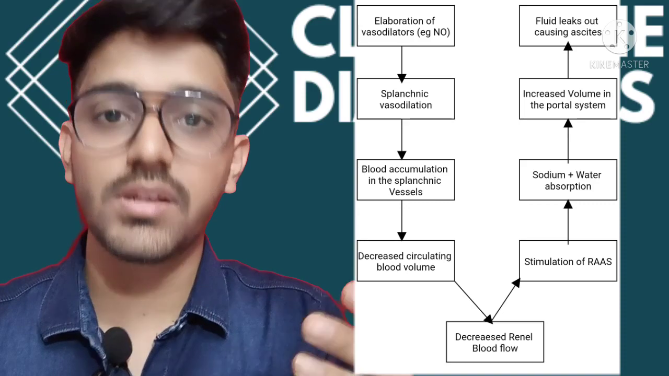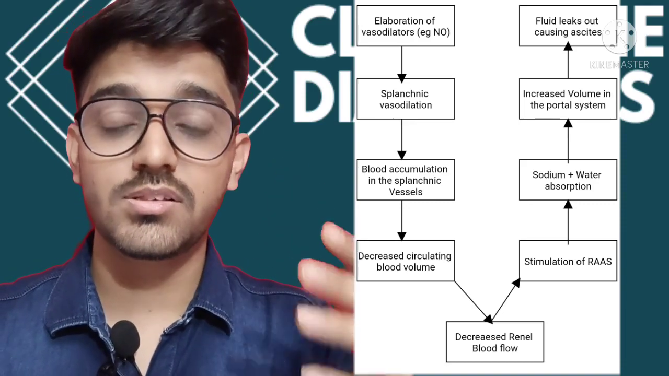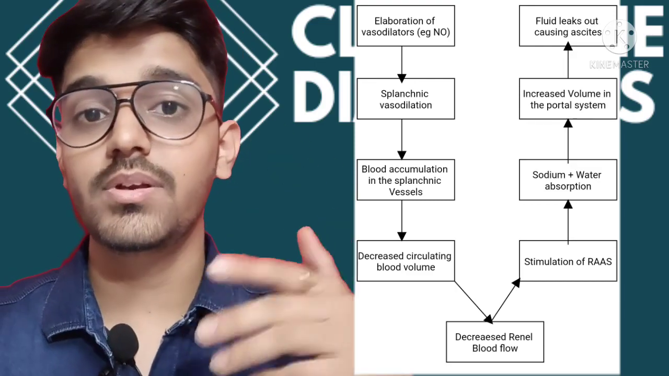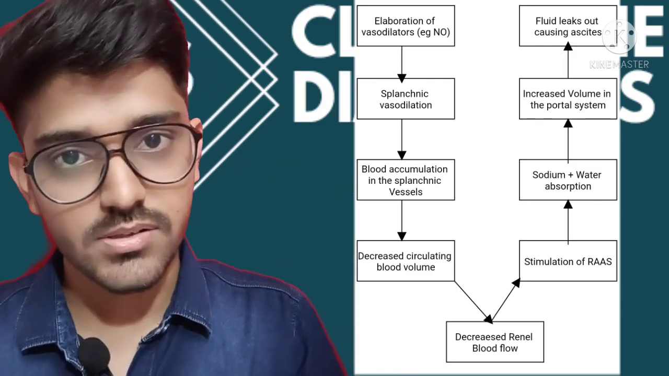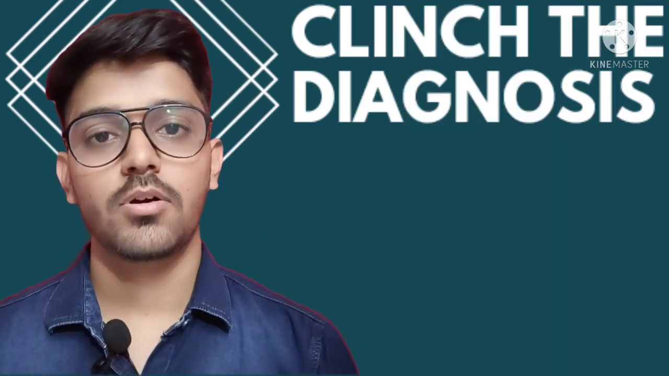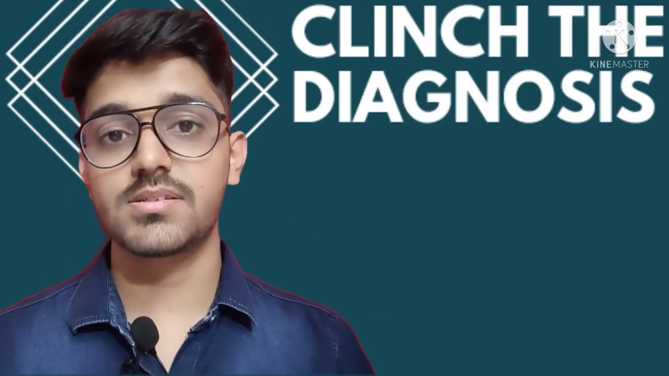So what will happen if salt and water are absorbed? The blood volume is again increased. This blood volume increase is also seen in the portal system. This will again lead to an increase in the portal pressure, and the fluid will leak out of the vessels, leading to ascites. So this is the second mechanism of ascites. Okay, so after seeing the mechanism of ascites, let us jump to the next images.